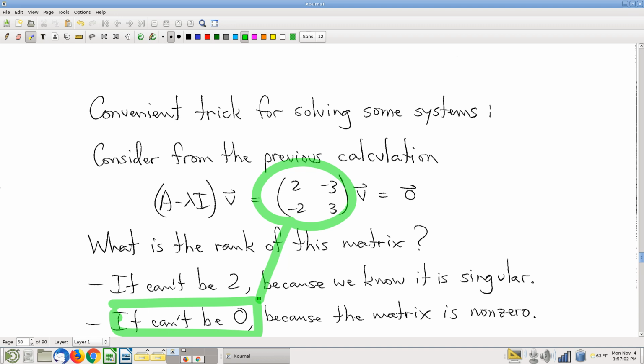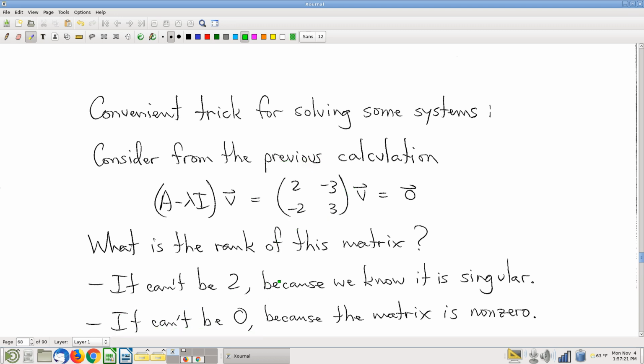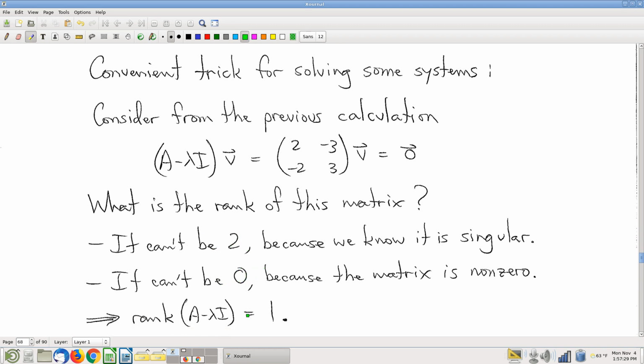Well, no, obviously not. If the rank were 0, that means there's no pivots. That means there's no first non-zero entry in any row. That means there's no non-zero entries. It means the whole matrix would be 0. That matrix is obviously not all zeros, right? So it's an immediate throwaway. So it can't be 2. It can't be 0. It's got to be 1. Right? So by process of elimination, easy observations, the rank of this matrix is 1.